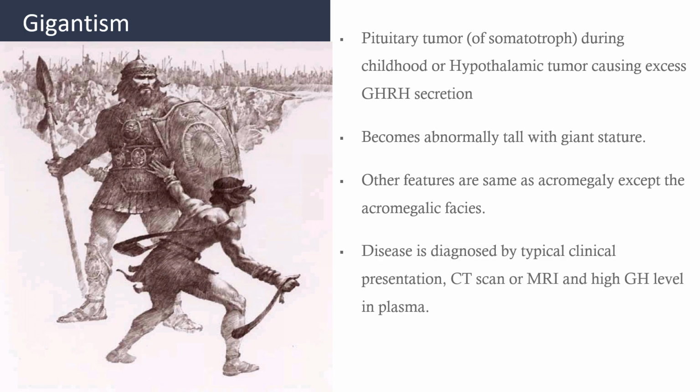So the disease is diagnosed typically by the clinical presentation or by imaging the pituitary and the hypothalamus, and also by the plasma level of the growth hormone. So the earliest cure is the surgical removal of the tumor, which secretes excess growth hormone.